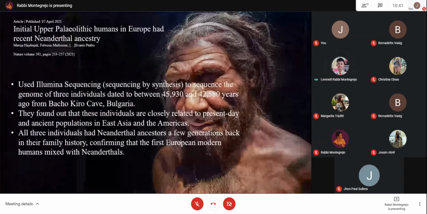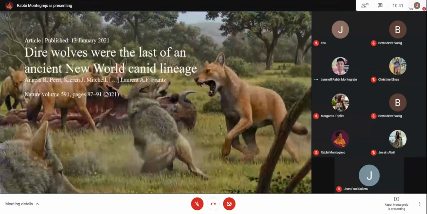Next, solution change. Now another article, which was published on the 13th of January 2021 by Angela Perry and others, entitled Direwolves Were the Last of an Ancient New World Canid Lineage.